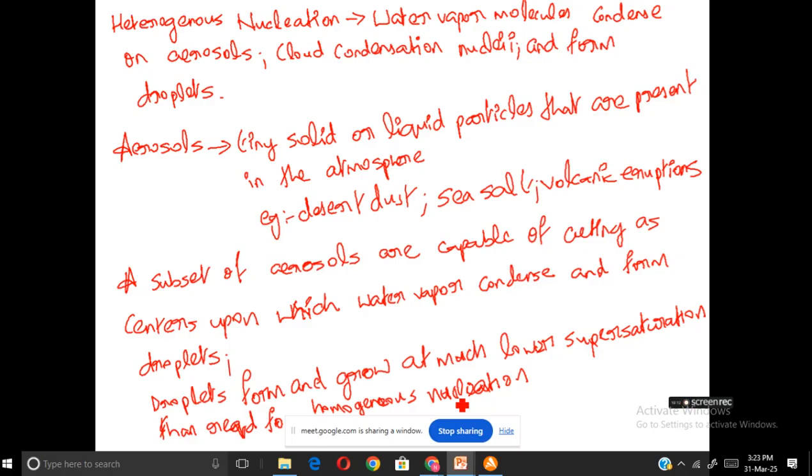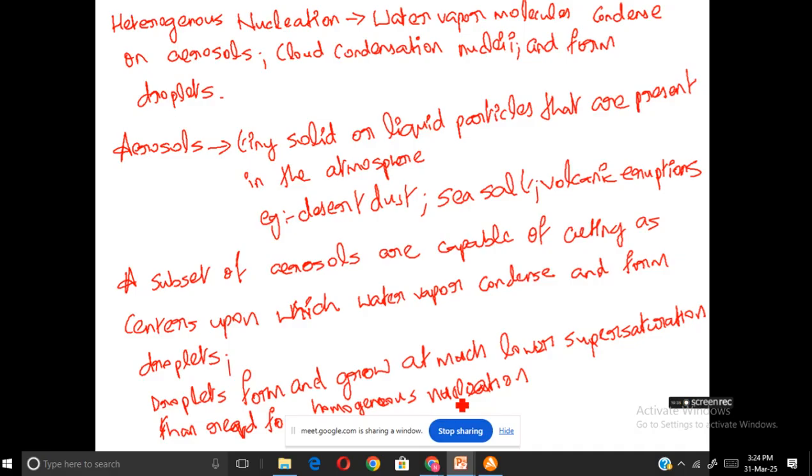So as I said, a small subset of atmospheric aerosols that can serve as centers upon which water vapor can condense are basically known as cloud condensation nuclei.